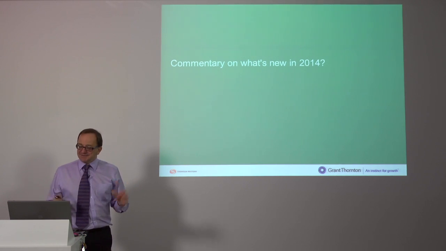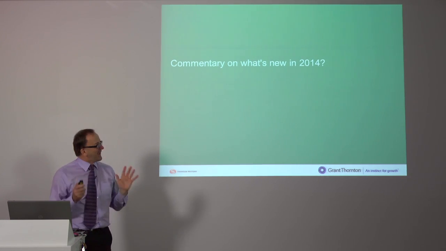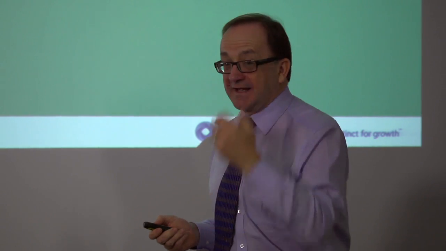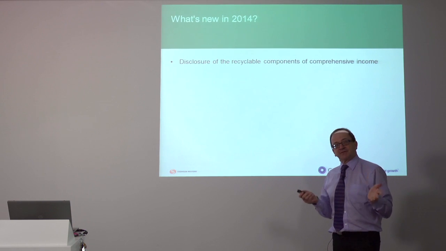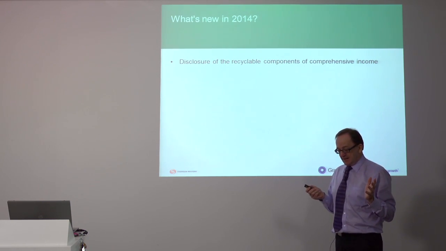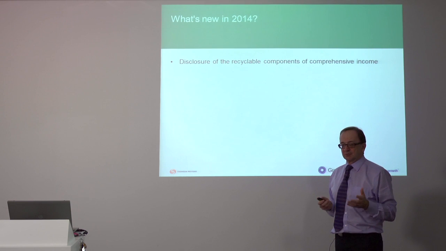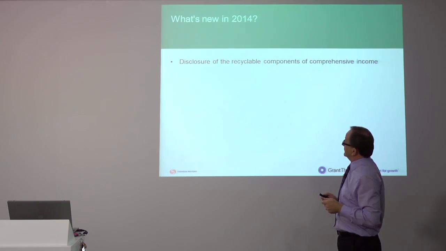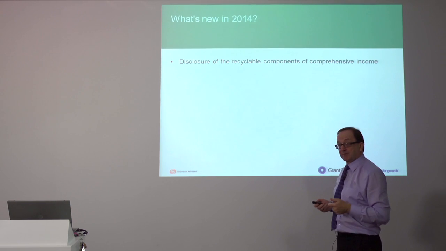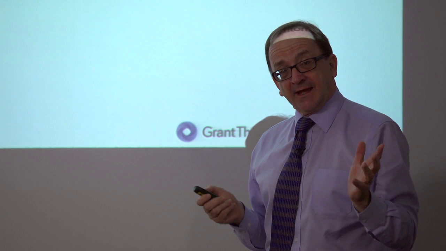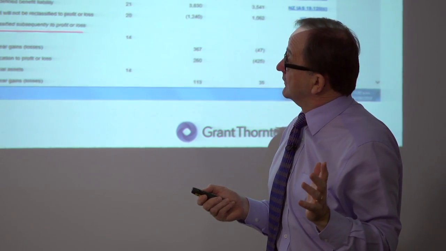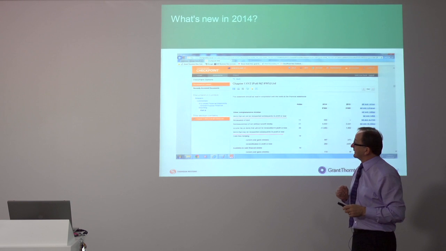So let's take a break for a moment and just pause, and let's just look at what's happened in 2014. A big year because many new standards came into effect. And I suppose one of the key things is that we had an amendment to IAS 1, and it was disclosure around the recyclable components of other comprehensive income. And I've got a slide here that will illustrate what's happening.